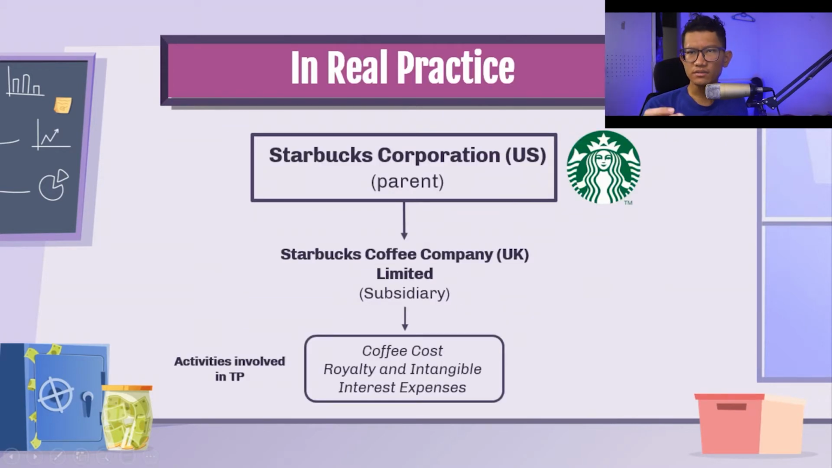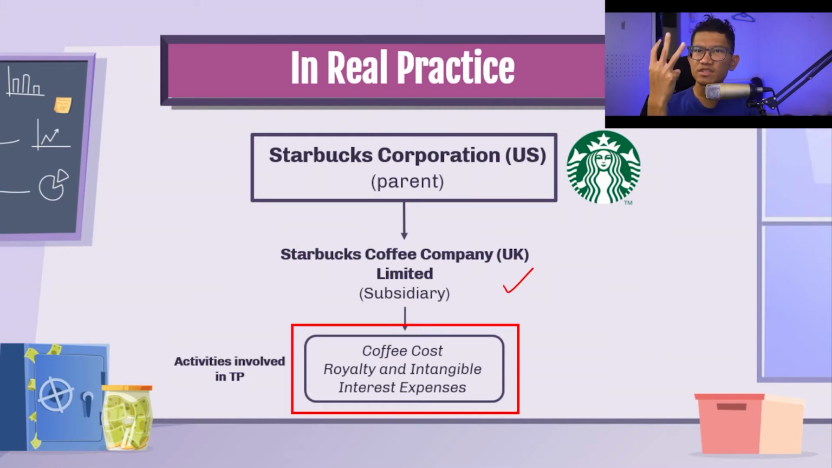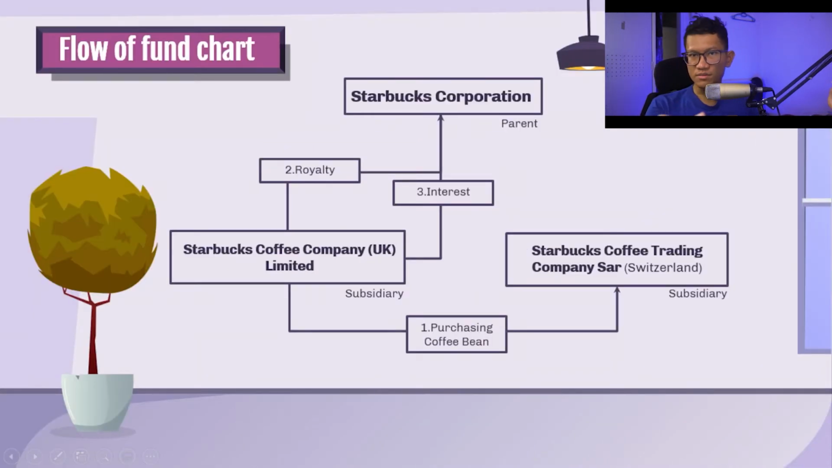So the next one is about the transfer pricing in real practice. I want to talk about the Starbucks Coffee Company in the UK on how they are implementing transfer pricing to reduce their profit, which they are implementing these three strategies to ensure that their profit is reduced by a large number. Alright, so this is the summary of these three strategies of the Starbucks in the UK.